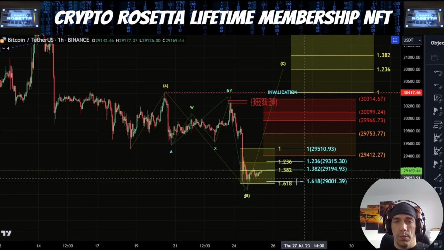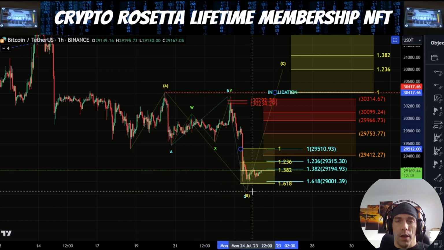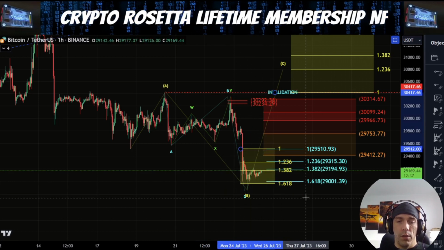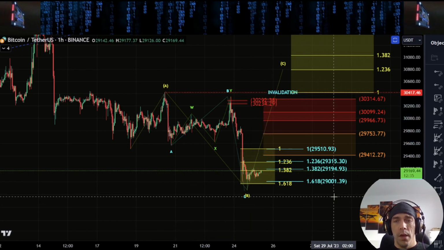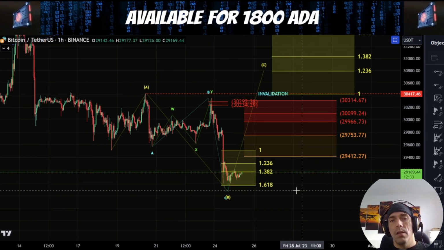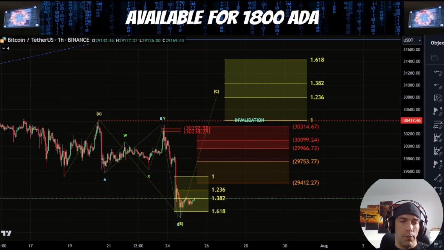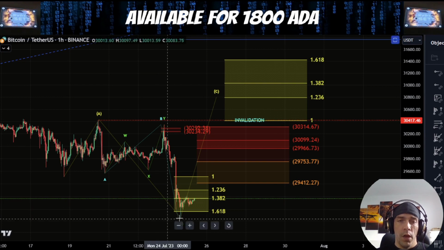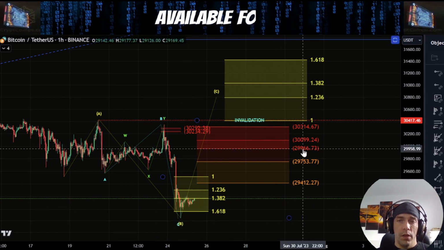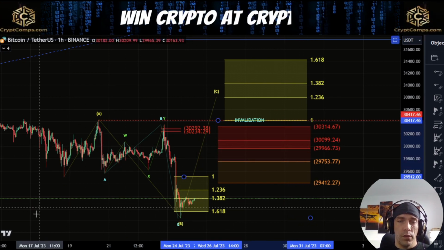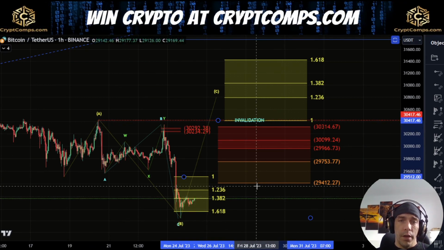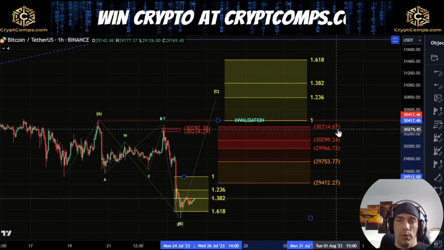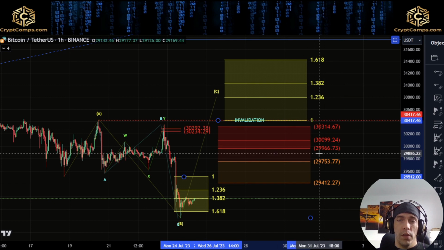Now, some areas that I'll be watching, given the fact that we actually found support here at this 1.618, which is a rare target for a B wave, what we could see is that price could then move to the upside here. Now, if we do see this as a 5-wave move, what we'd be looking for is potentially 2 zones. So if we are basing this off of the A wave over here, effectively our zones are going to be over here between this 30,314 and this 29,966.